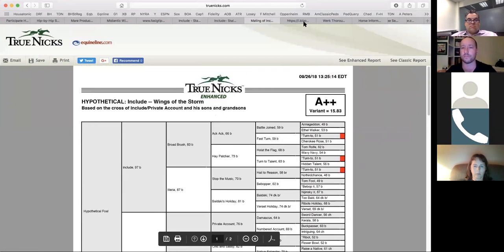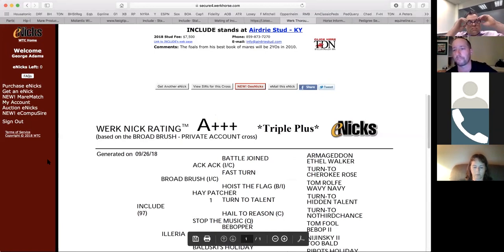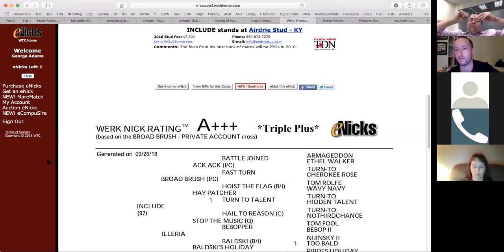This is, again, TrueNicks. This is the Blood-Horse's program. Werk Nick Rating is another nicking service. They have a slightly different algorithm. They use the same data. So if you see here, they're based on the Broad Brush, Private Account cross. So they decided they didn't have enough data to stick with Include and Private Account and his sons and grandsons. They went back to Broad Brush, his sons and grandsons. But doing that, they got a triple plus, which is their highest rating. And that might be one of the reasons that they went back further, is to give that triple plus, because the stallion farm is having more mares with a triple plus rating, because broodmare owners will see it and say, oh my God, I have to breed this mare to Include now.